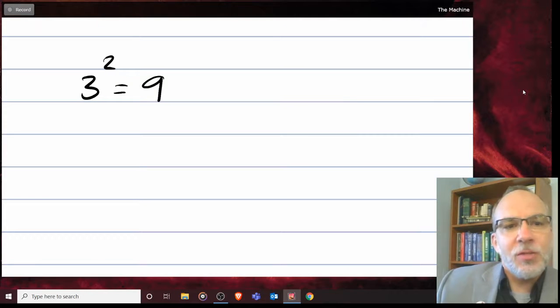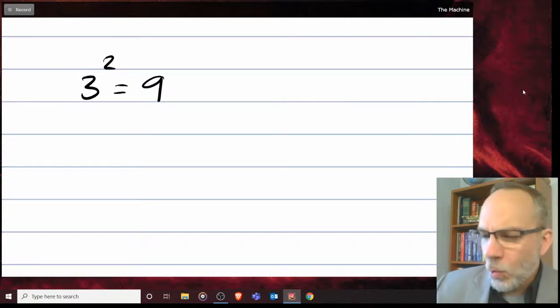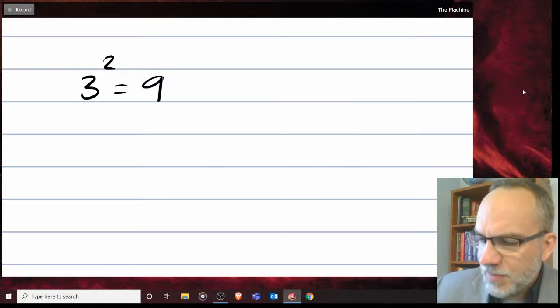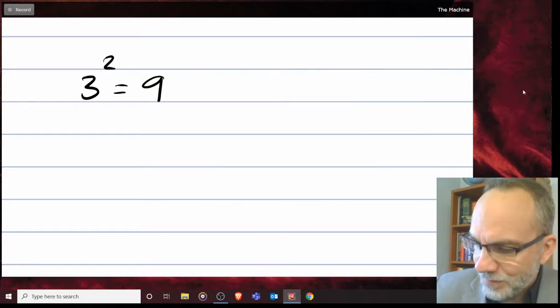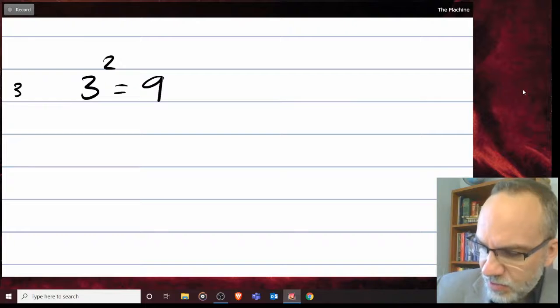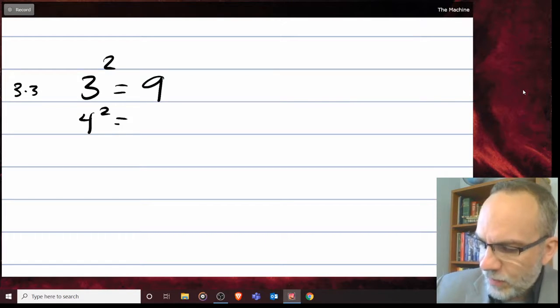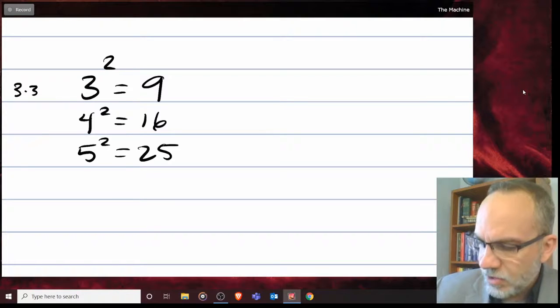Okay, you should be seeing 3 squared is 9. You should know your squares. An exponent just means repeated multiplication. This means 3 times 3. So then what if I said 4 squared, you know that that's 16, 5 squared, that's 25, and so forth.